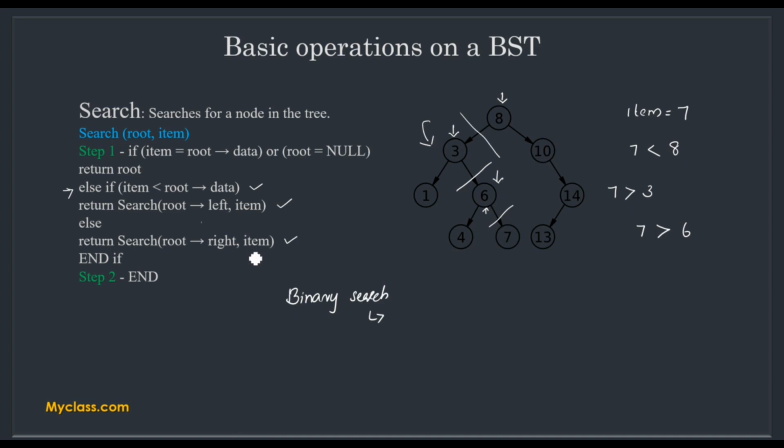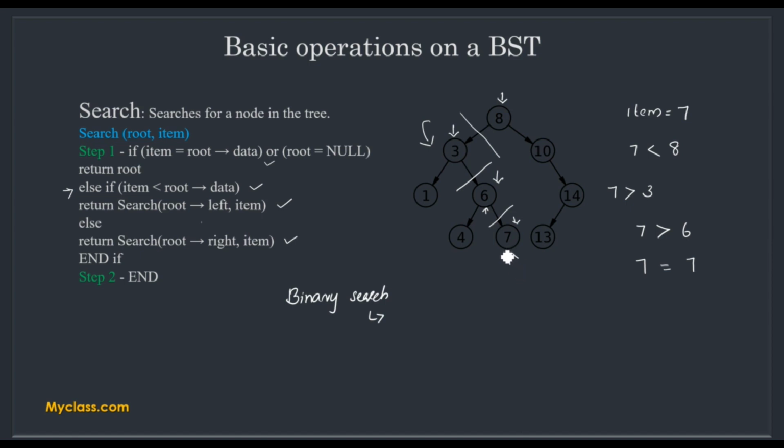Again we call search root right, item. Now we have reached here, our root is 7, and our item is also 7. So this first condition should be true at this time. Is item equal to our root data? Then we return this root. If we return a node, it means the item is there in our binary search tree. Otherwise, if it is not there, we go back.